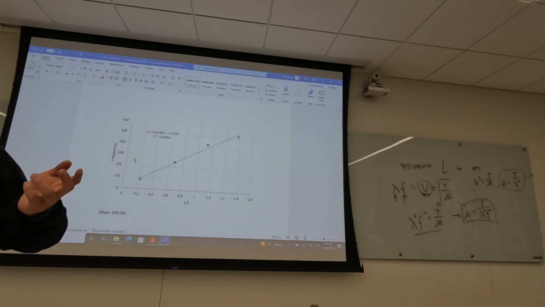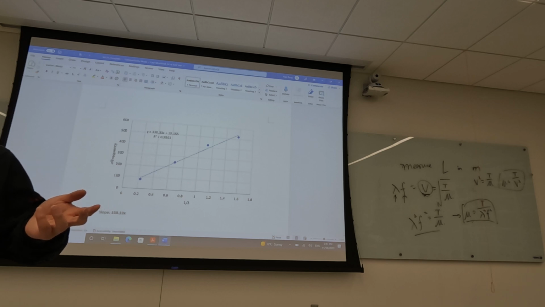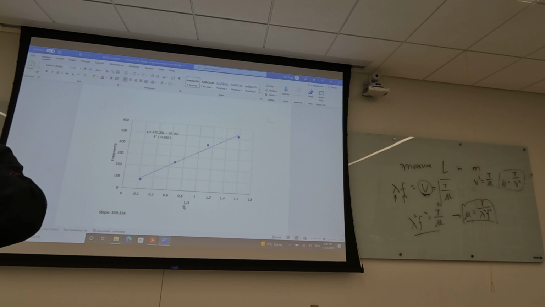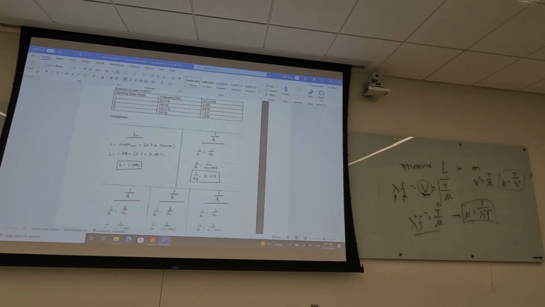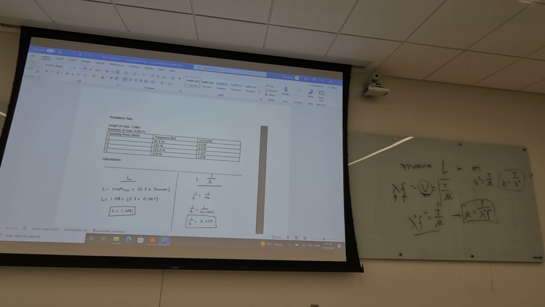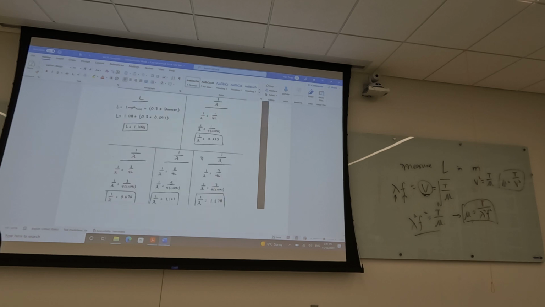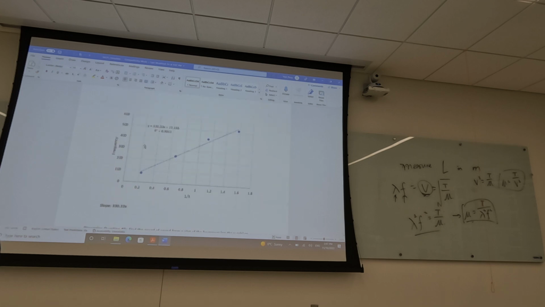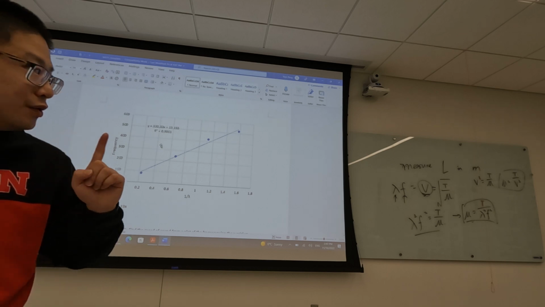Based on lambda, you have this plot. Use the frequency for the y-axis and 1 over lambda for the x-axis. Calculate lambda. Do not use the velocity because later you will find the velocity. Here assume you do not know the velocity. Plot the frequency versus 1 over lambda, and the slope is the velocity.